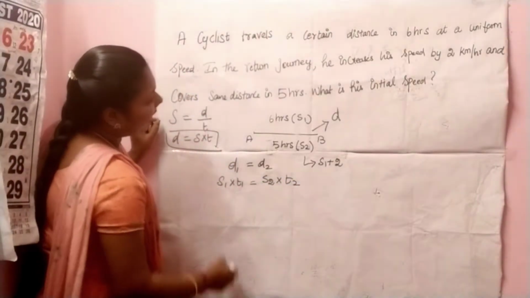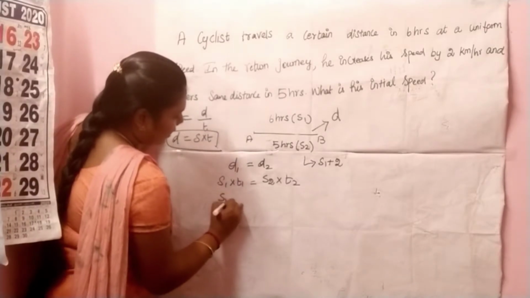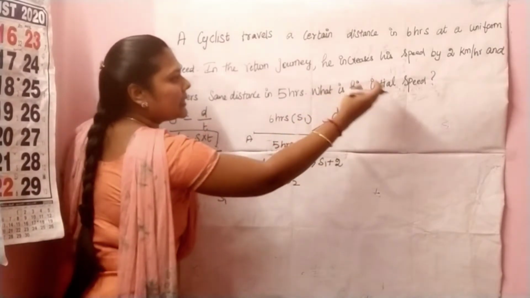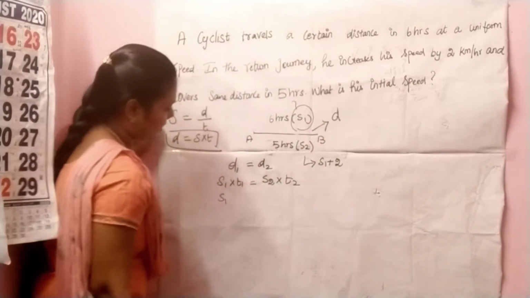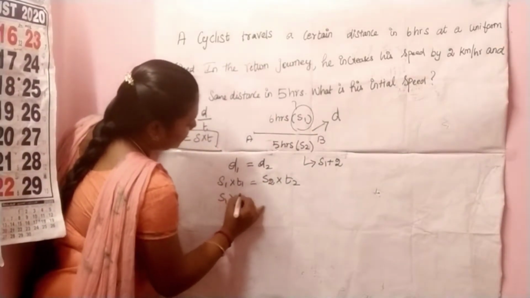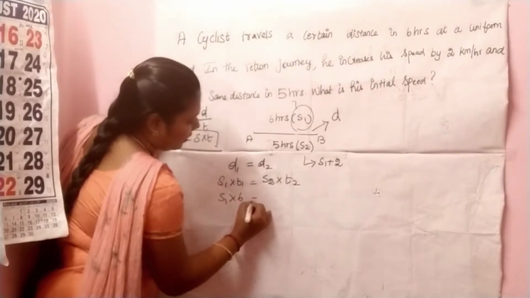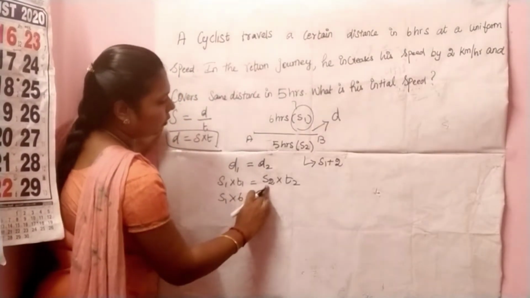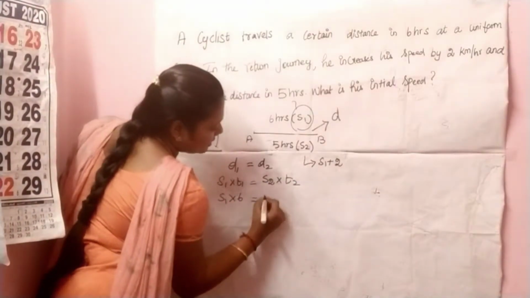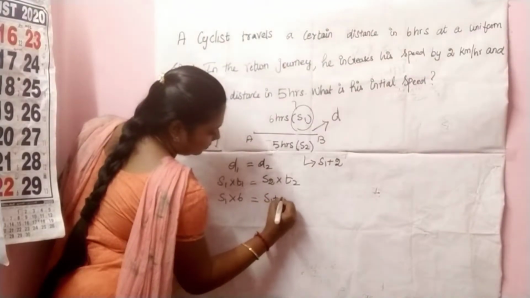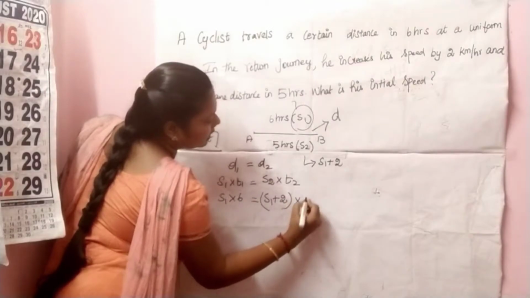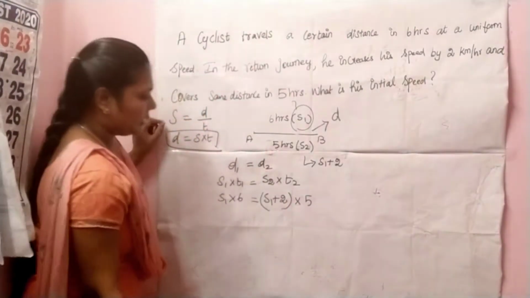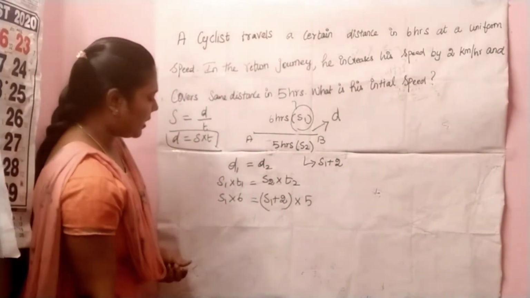Now I don't know S1, so I need to find the initial speed. Initial speed is nothing but S1, so that is our question. And T1 is nothing but 6 hours, which is equal to S2, and S2 is nothing but S1 plus 2. And T2 is 5 hours. This is a very normal solving part.